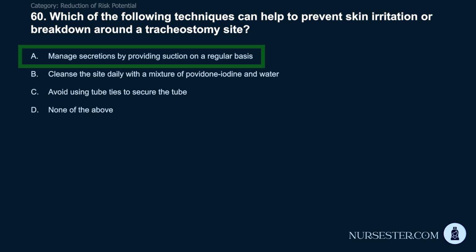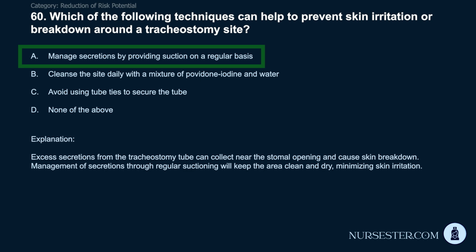Correct answer, to manage secretions by providing suction on a regular basis. Excess secretions from the tracheostomy tube can collect near the stomal opening and cause skin breakdown. Management of secretions through regular suctioning will keep the area clean and dry, minimizing skin irritation.